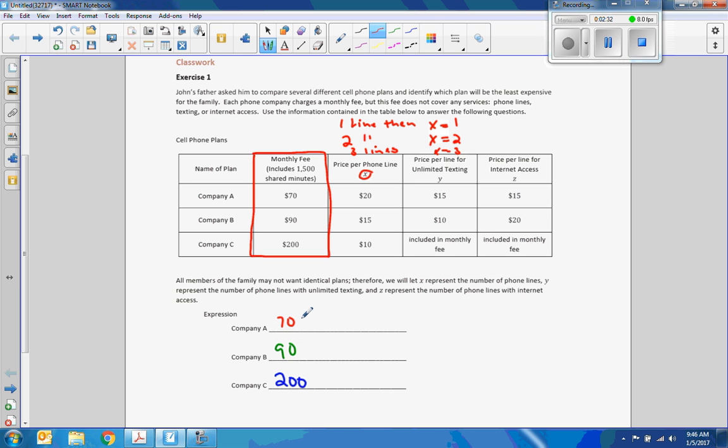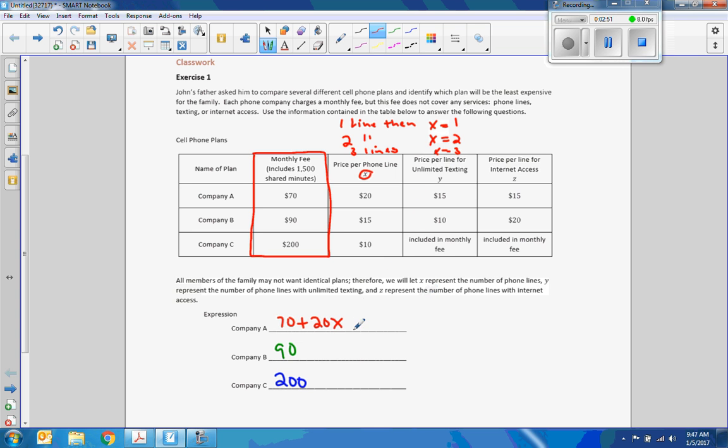So to our flat rate, we're going to add a $20 fee per every phone line, which is what X represents per phone line. So again, if X is 1, it's 20 times 1. If X is 2, it's 20 times 2. If X is 3, it's 20 times 3. Okay, and we continue with this.